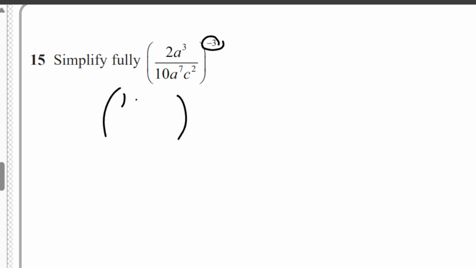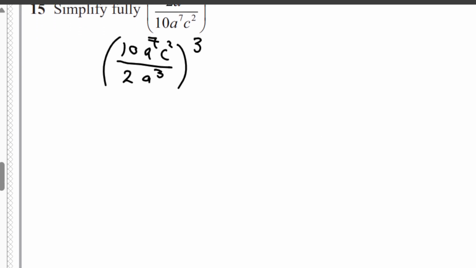So this will be 10 a to the power of 7 c squared divided by 2a cubed. Flipping them will make the negative to be a positive, so it's now to the power of 3. That's very good. And then it's just simplifying and trying to make it smaller. Now what I will do is I'll first do 10 divided by 2, which is 5, and then a to the power of 7 divided by a to the power of 3.